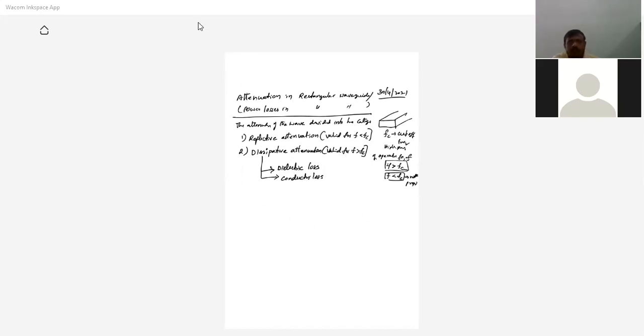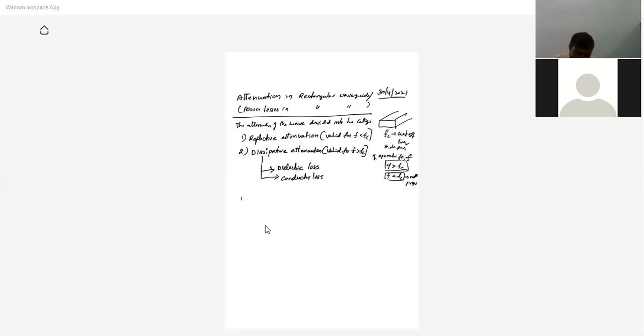The waveguide is a hollow metallic tube, and we have two materials there. One is the dielectric, another one is the conductor. So we have the dielectric losses and conductor losses. Now we can express the equation for each one.